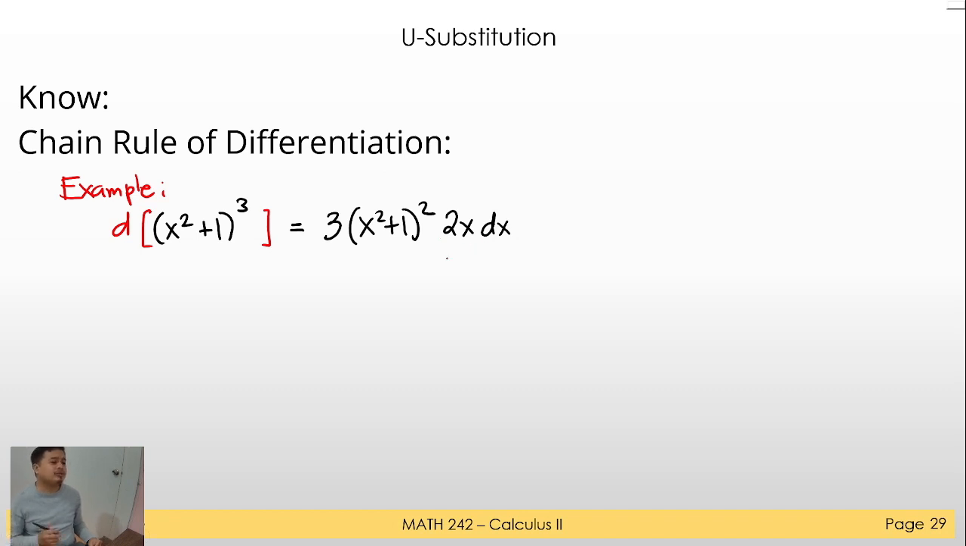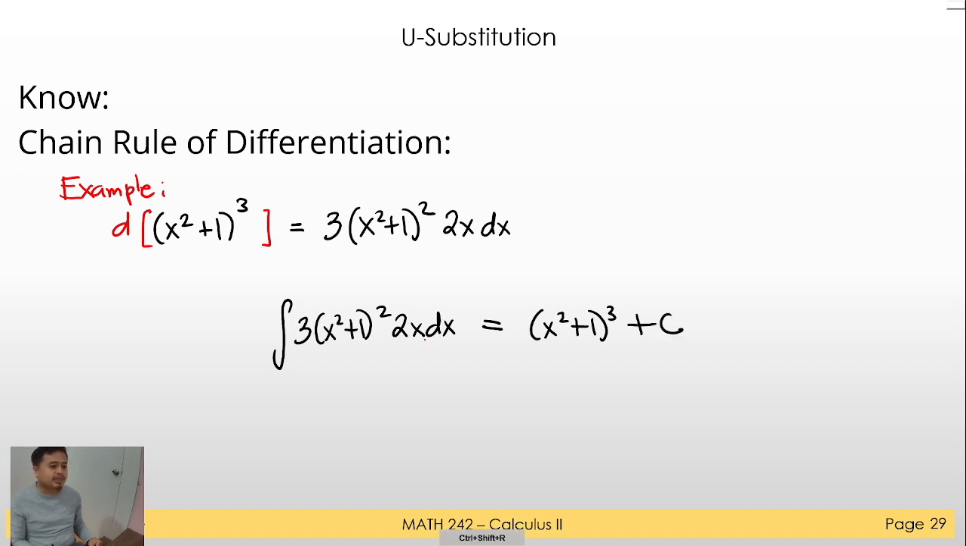Now, if we want to integrate this, 3(x squared plus 1) squared times 2x dx, this will therefore be equal to (x squared plus 1) cubed plus c, again due to the property of the inverse operation of differentiation and integration.